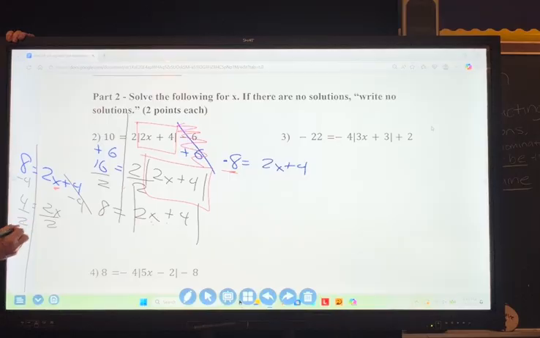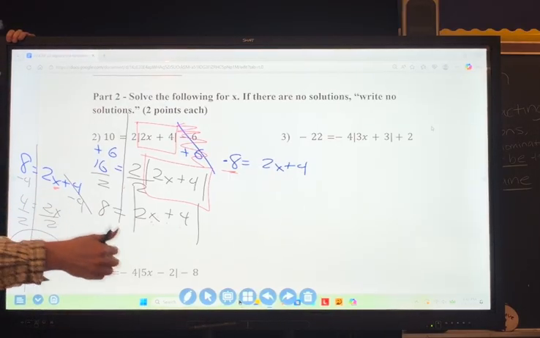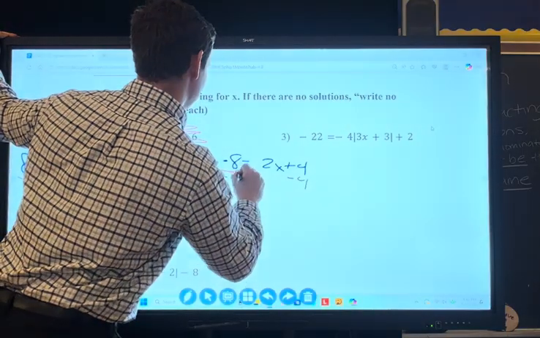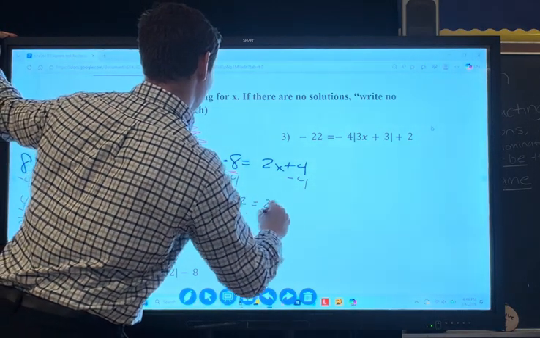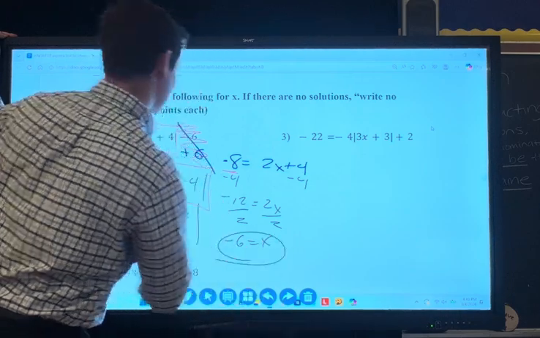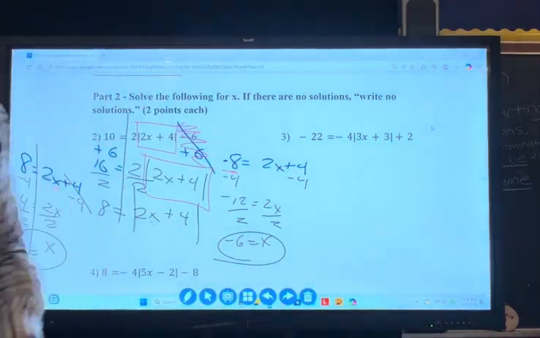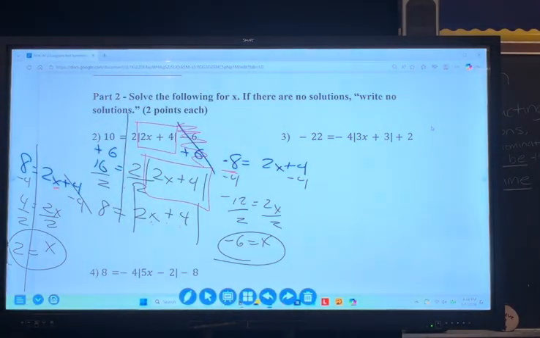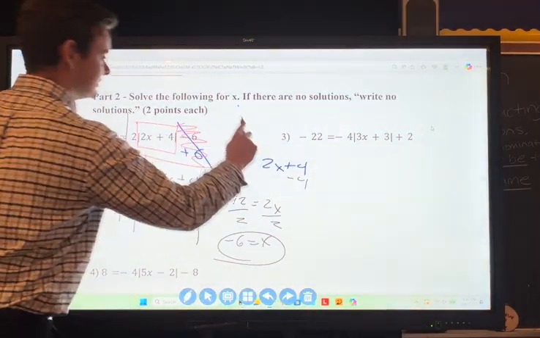Divide by 2, divide by 2, 2 equals x is one answer. Minus 4, negative 12 equals 2x. Divide by 2, negative 6 equals x. Those are my two answers here.